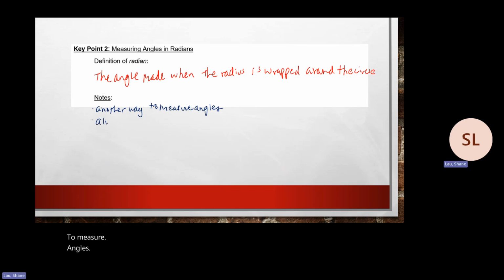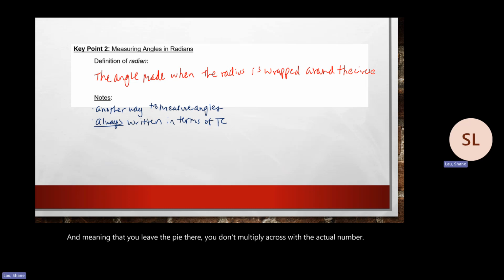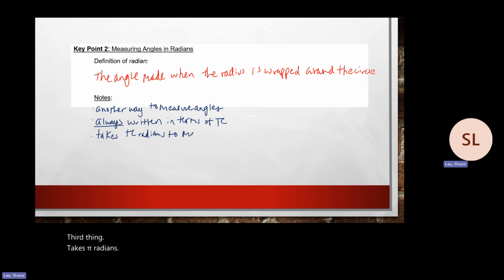Then we say always written in terms of pi. Meaning that you leave the pi there, you don't multiply across with the actual number. Third thing, it takes pi radians to make a semicircle. And the semicircle is 180 degrees.